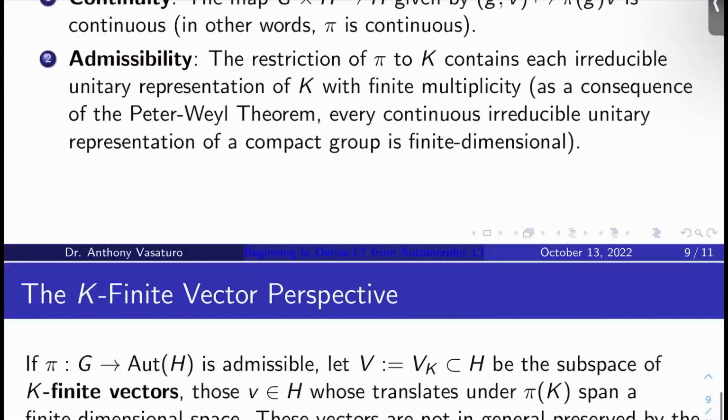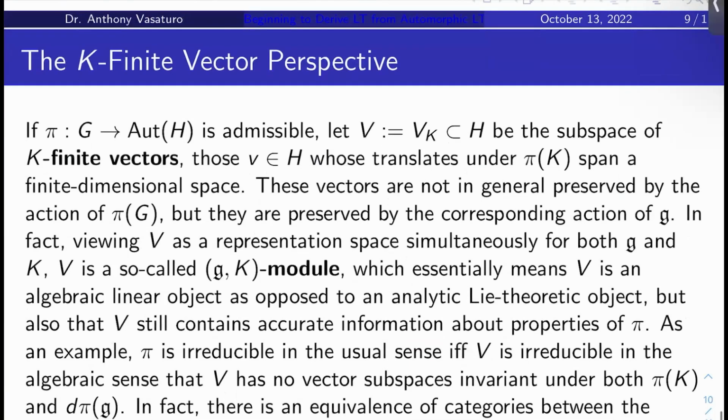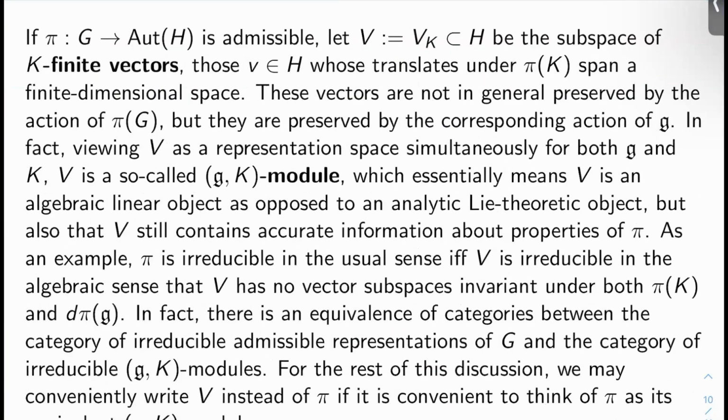Okay, so that is what an admissible representation of my G equals GL2(R) is in the Archimedean setup. Let's look at this from another perspective. This is a very helpful perspective to have. Let's say π from G to GL(H) is admissible in the above sense. And let's let V equal V_K be the subspace of what we call the K-finite vectors, which are those vectors v in H whose translates under π(K) span a finite dimensional space. Now, unfortunately, these vectors are not in general preserved by the action of π(G). However, they turn out to be preserved by the corresponding action of 𝔤, the differentiated action. So the action of G admits an action of 𝔤.